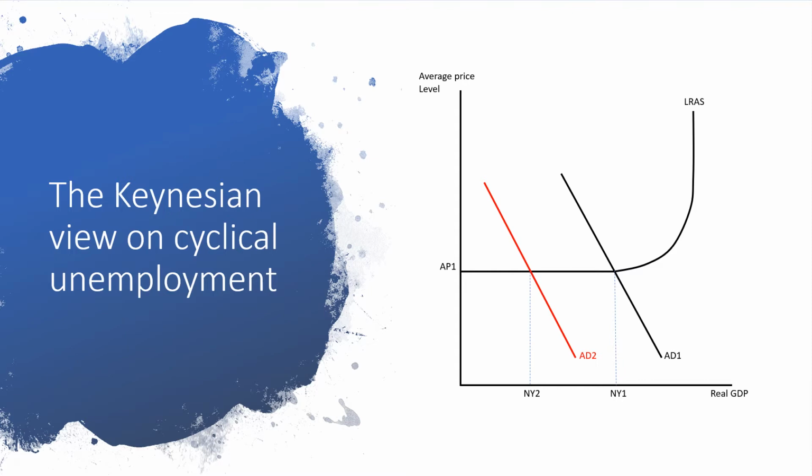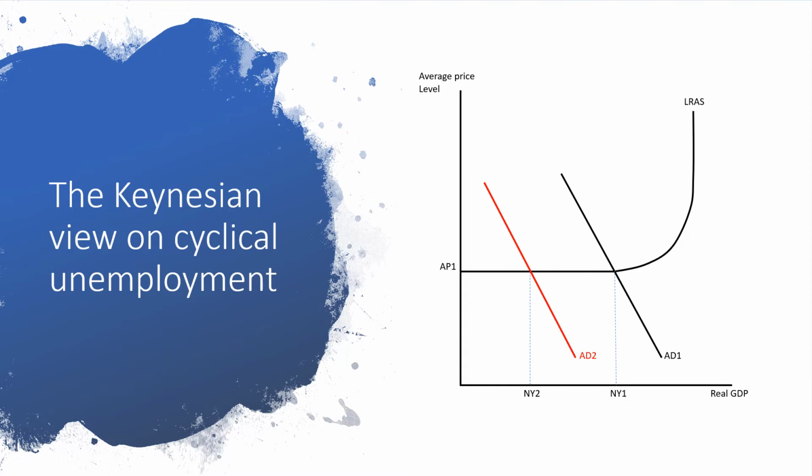Firms will respond to falling sales by reducing production in order to prevent the build-up of unsold stock. The equilibrium level of GDP will begin to fall as output drops. When firms cut production, they won't need as many factors of production, including labour. As a result, the derived demand for labour will decrease and there'll be a rise in cyclical unemployment. To summarise the Keynesian point of view, decreases in aggregate demand cause recessions.